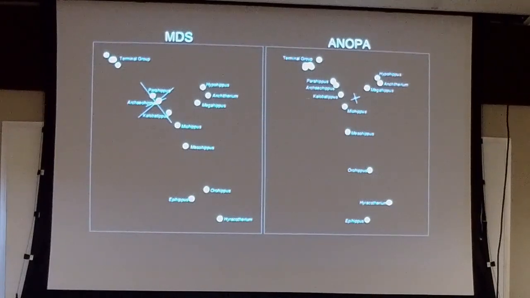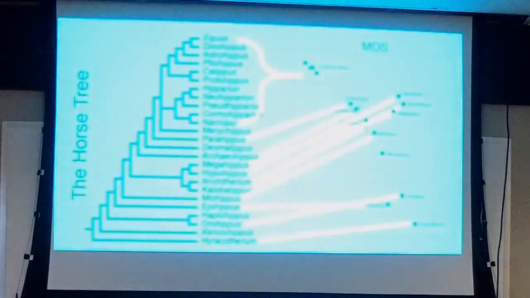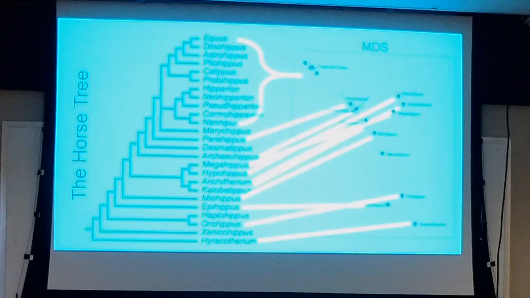What's interesting about this is that the order in this line matches up really well with the order in the fossil record. And not only that, but it matches up really well with the evolutionary tree as well. So if you look at the evolutionary tree here, you start off with things like Hyracotherium and Orohippus and Epihippus, all of which are here. Then you have Mesohippus, which is here, after which there is a grand branching, where you have Megahippus, Hypohippus, Anchitherium, Kalobatippus, all of which show up right over here on this branch as well. And then you have a big cluster of very recent horses which show up right there.